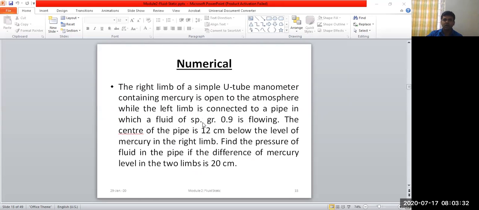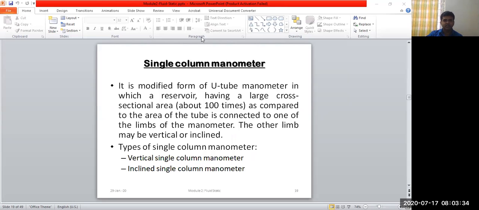So what is this single column manometer? It is a modified form of U-tube manometer, in which a reservoir having a large cross-sectional area, about 100 times as compared to the area of the U-tube, is connected to one of the limbs of the manometer, and the other limb may be vertical or inclined. So there are two limbs, and with one limb a reservoir is connected.